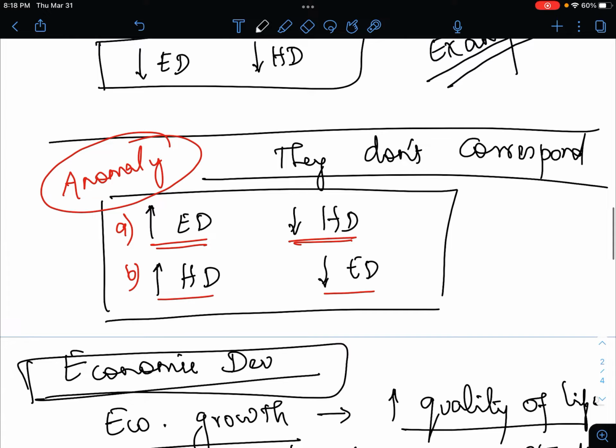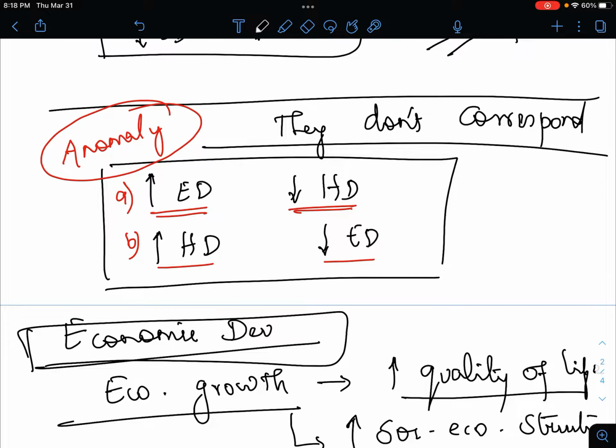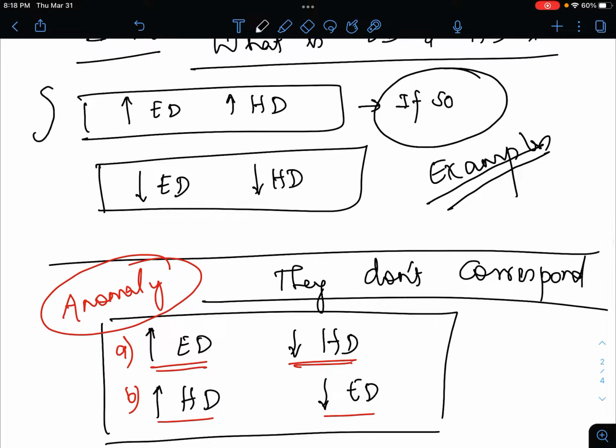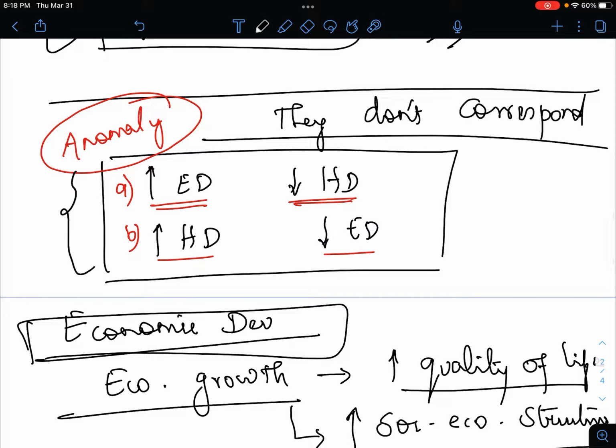Now then you must write the anomaly also, that they don't correspond. The anomalies are nothing but high economic development might be associated with low human development, and high human development might have low economic development also. That is an anomaly. So two situations of correspondence and two situations of anomalies. This you must write. Then you conclude it with your own idea.